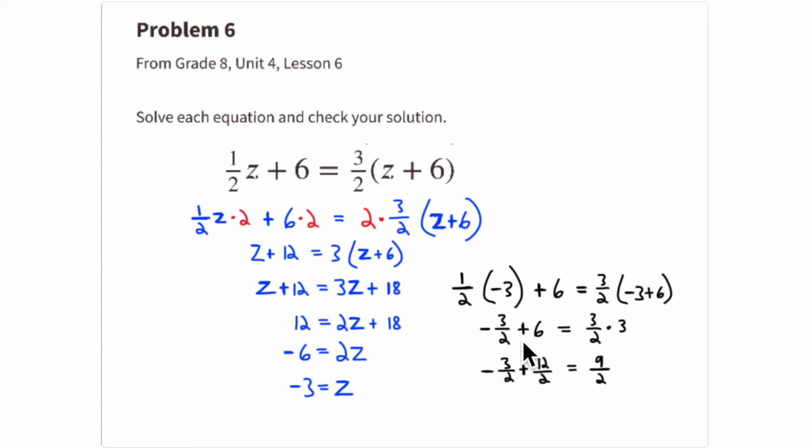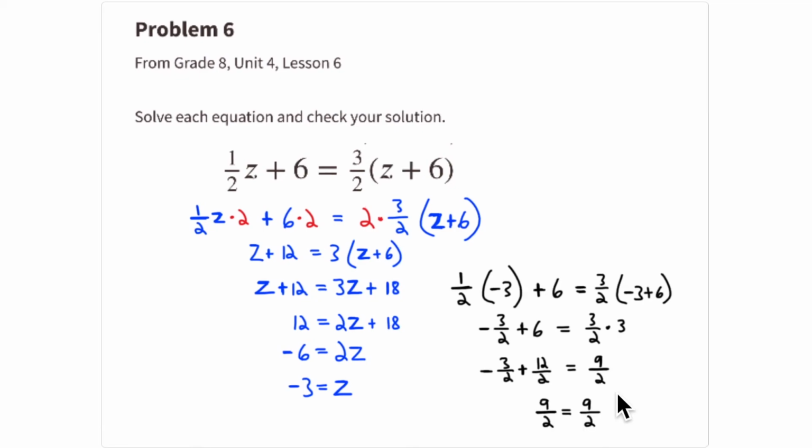I could have just called this a negative 1.5 and added that to 6. That would be 5, and then another negative half. That would be 4.5. Could have done it that way, which is the same as 9 halves, by the way, which is 4 1/2. A couple ways to do it. So you end up, in my case, with 9 halves equals 9 halves.